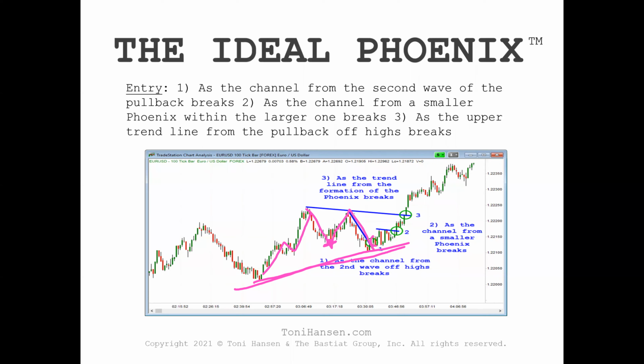Two-wave movement, channel break there. You can see the three little waves here to show some trend exhaustion. That's your first potential entry. Second is that smaller little phoenix. And then third, the least ideal entry is that whole channel break.